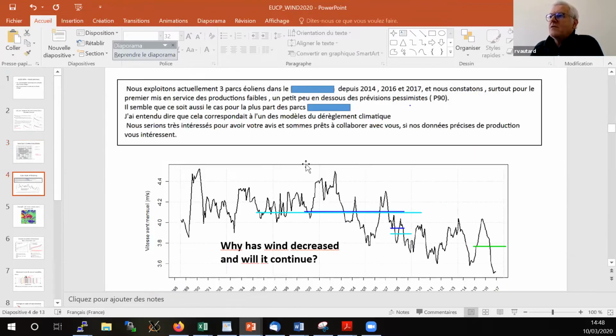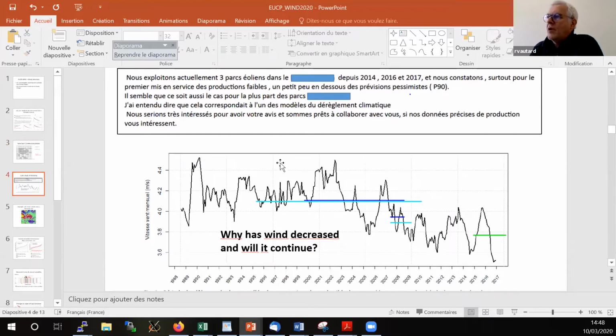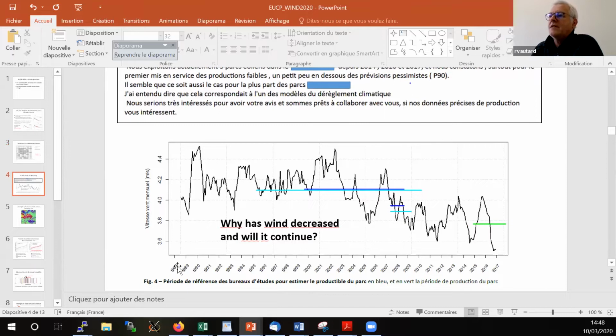What we did is to look first at a case study, because we had some wind power producers in Brittany showing this wind curve starting in 1988 and ending in 2017. There is, of course, a decrease in the wind, and they wanted to know whether it's temporary or whether it's going to be like that in the future.